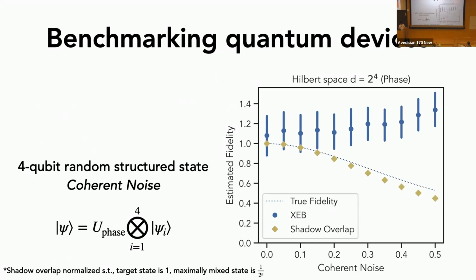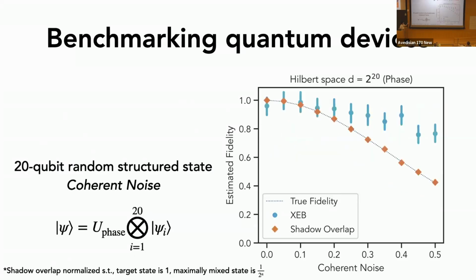So that's one thing we observed. On the other hand, shadow overlap, while it's not perfect, tracks the true fidelity much better. And this is another example, but for 20 qubits, we still see that XCB has this problem of estimating or reporting a fidelity that's much higher. That's, again, a problem with an algorithm that's heuristic in nature, because XCB only measures in the Z basis, so it cannot really do certification rigorously.